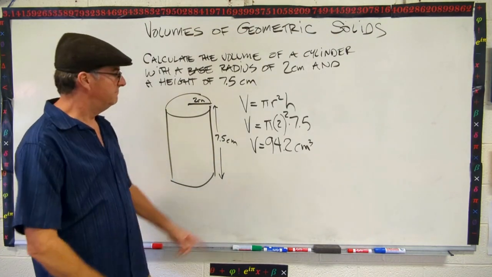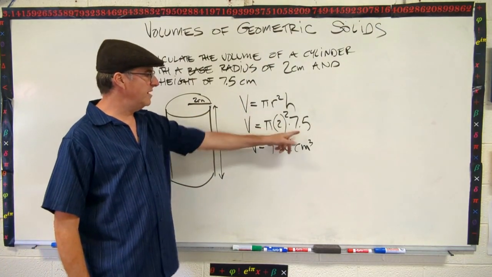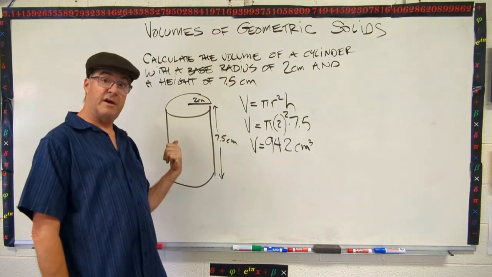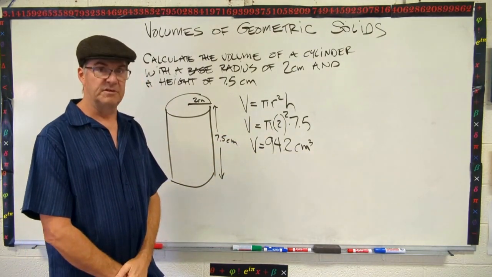All right, let's see how you did. Here's my formula. Here's my plug-in step. I just put in 2 for my radius, 7.5 for my height per the diagram. Do my calc, and I get 94.2 centimeters cubed.